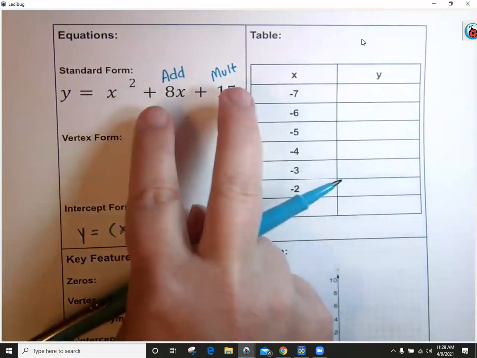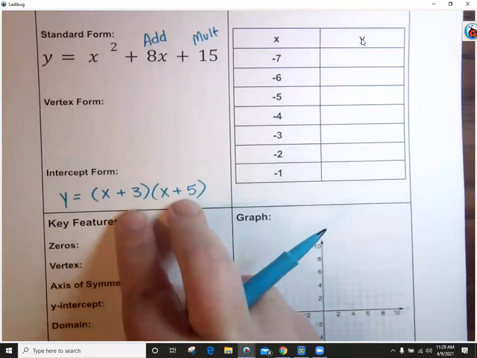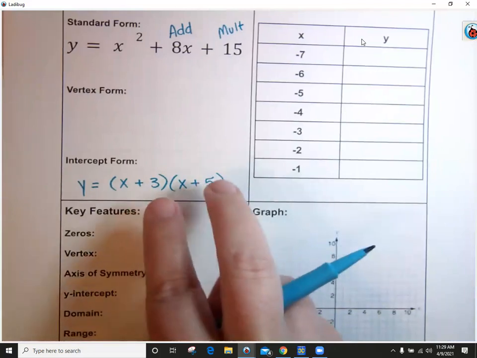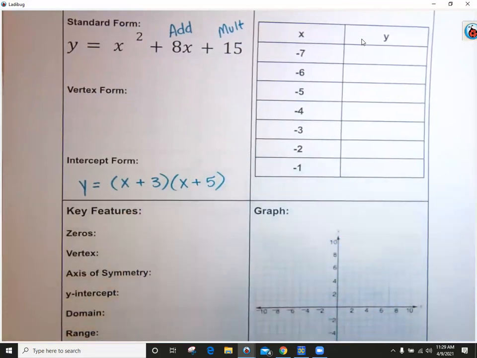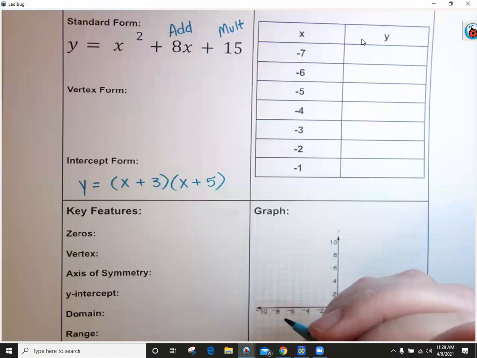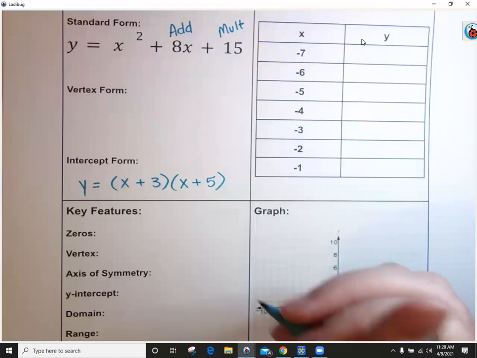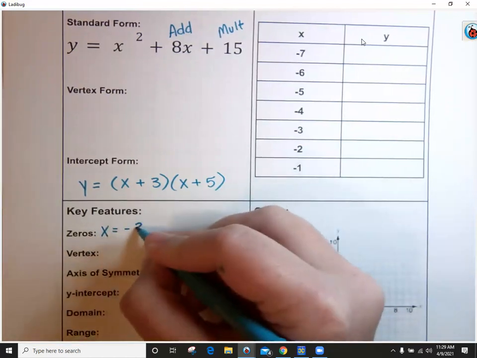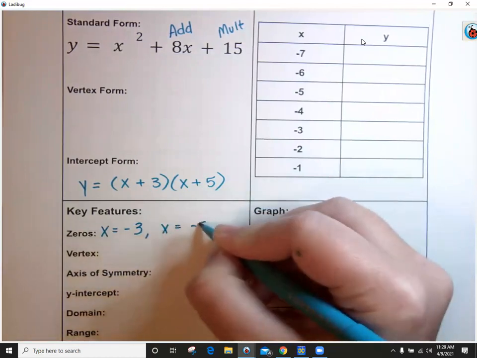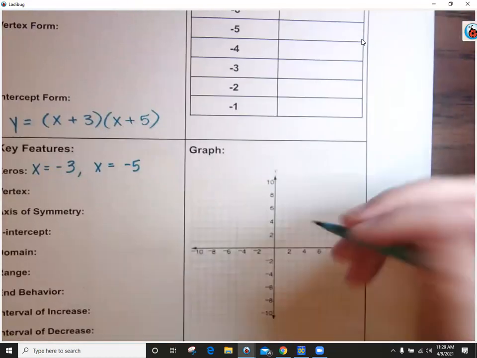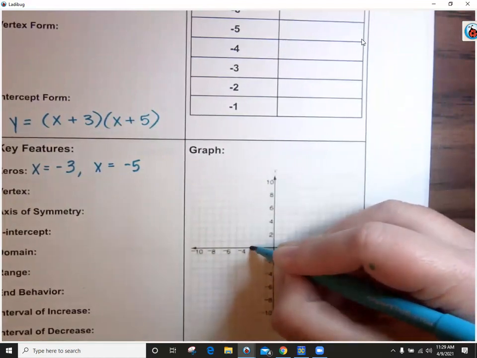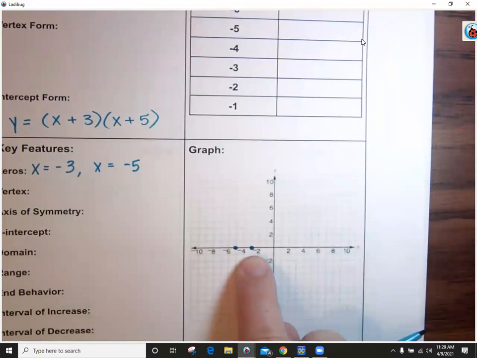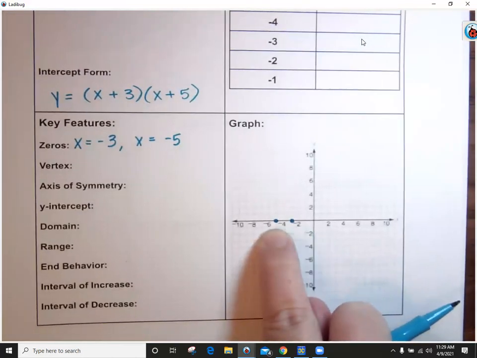I like being able to get it to this form because now I know where it hits the x-axis. So if this is our intercept form, what are those zeros, root solutions, x-intercepts? That's it. x equals -3 and x equals -5. That tells us where it's going to hit the x-axis. So we can go ahead and get those points graphed here. We know it's going to hit the x-axis at -3 and -5.